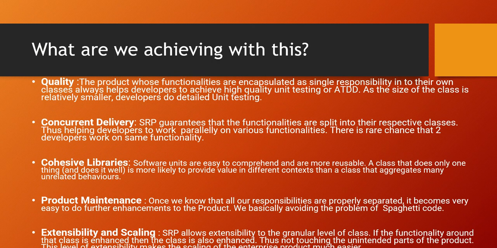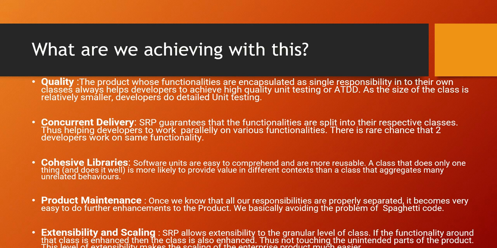So what are we achieving with this? First of all, quality. The product whose functionalities are encapsulated as single responsibility into their own classes always helps developers to achieve high quality unit testing or ATDD. Mark this word. The product whose functionalities are encapsulated as a single responsibility into their own class doesn't contain anything else except the functionality for which it has been created.